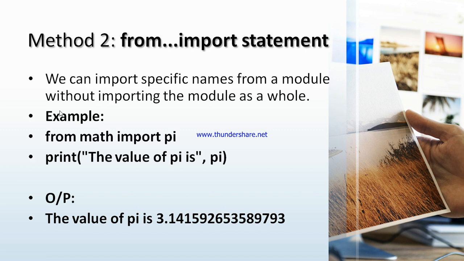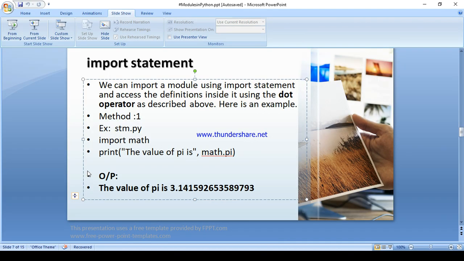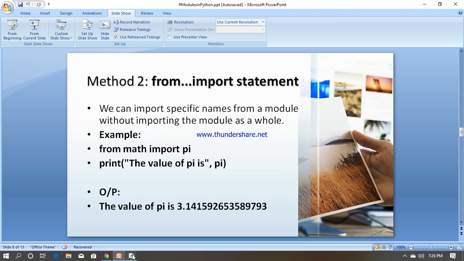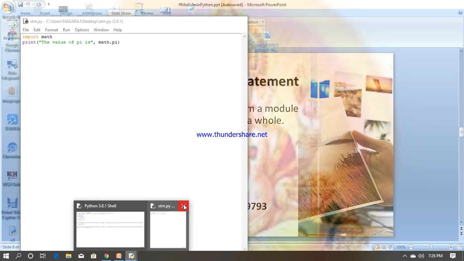You can give it as another method. So for example you can give stm1.py. So I am going to write the code like this: from space math space import space pi, and I am writing print the value of pi is comma pi. So this is another method you can execute in the Python IDLE. So I am going to execute here. So this is the one I completed.